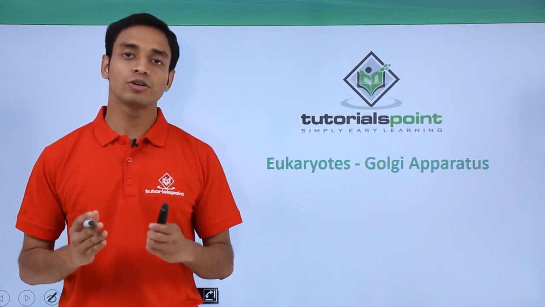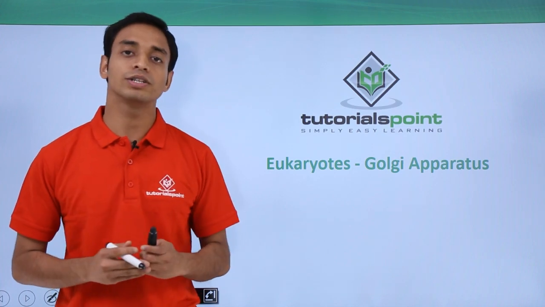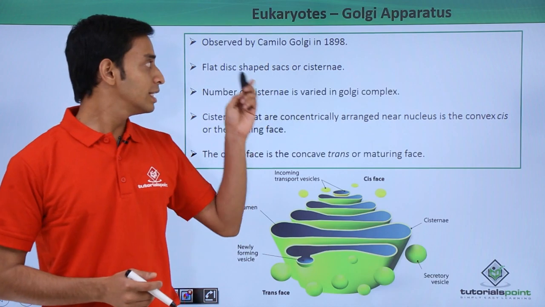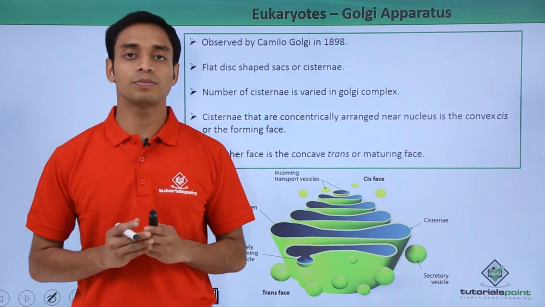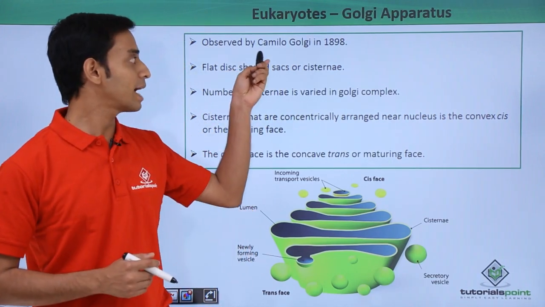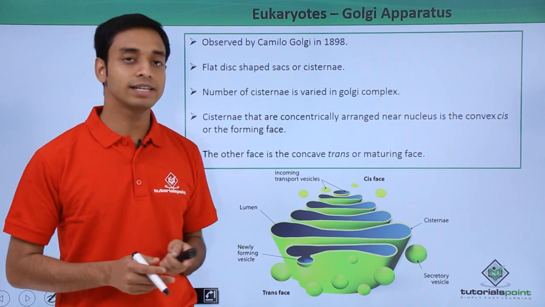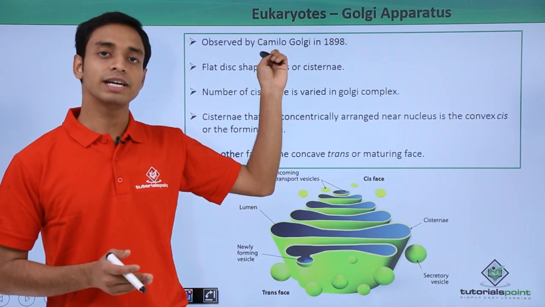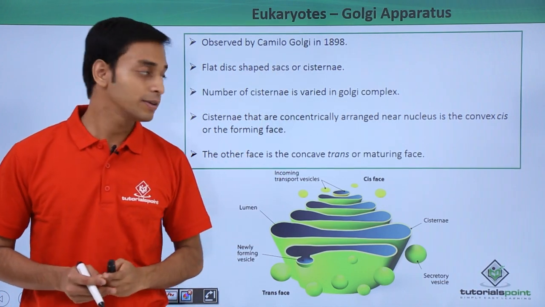In this video, we are going to talk about an organelle of the eukaryotic cells, which is the Golgi apparatus. The Golgi apparatus was first observed by a scientist named Camillo Golgi in the year 1898. So you can understand these structures have been named after the inventor or discoverer itself.